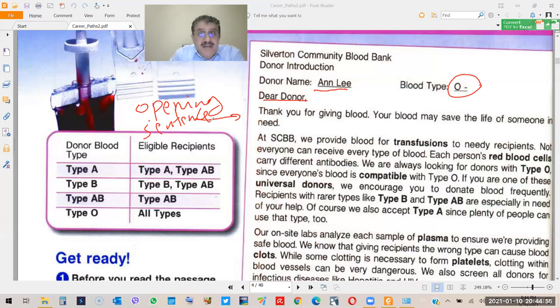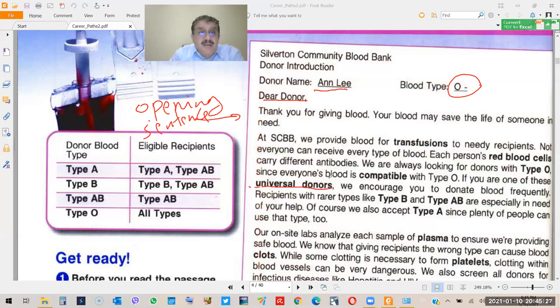Not everyone can receive every type of blood. Each person's red blood cells carry different antibodies. We are always looking for donors with type O. Since everyone's blood is compatible with type O, if you are one of these universal donors, we encourage you to donate blood frequently. What does it mean, universal donors?